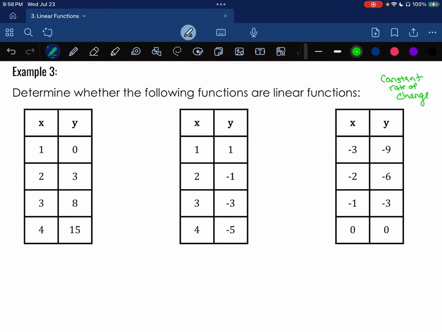So from 0 to 3, how did I get there? Well, I added 3. 3 to 8, how did I get there? I added 5. From 8 to 15, I added 7. So because those aren't all the same number, I wasn't adding or subtracting by the same amount every time, this is non-linear because it has that non-constant rate of change.